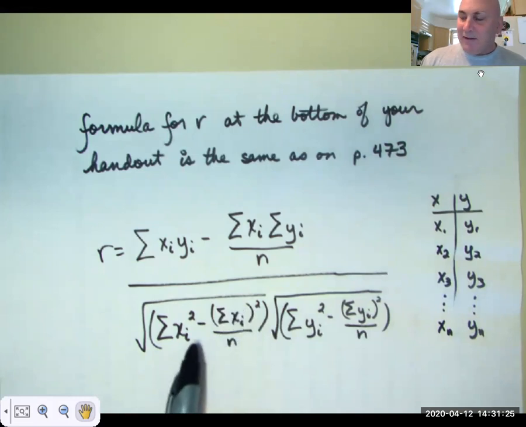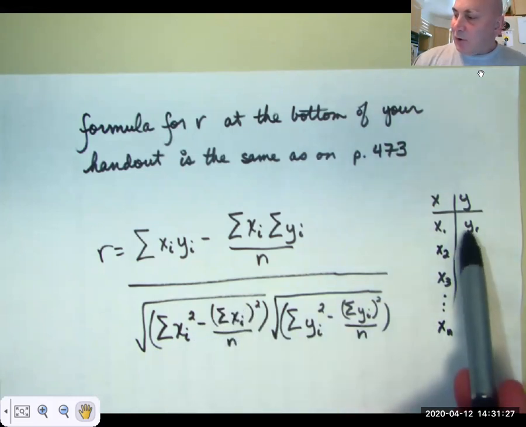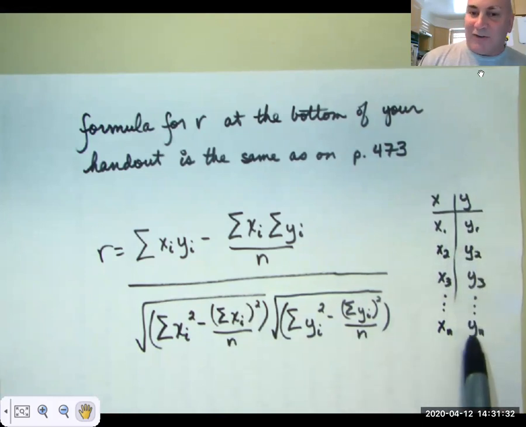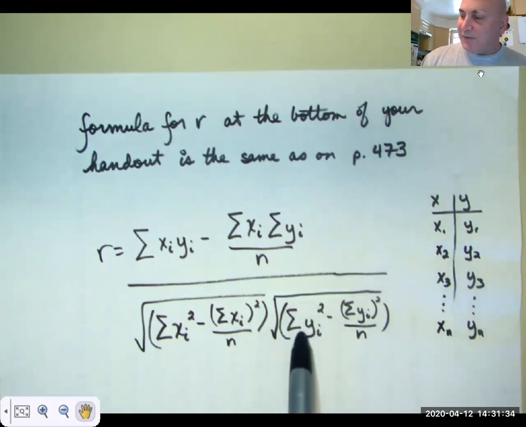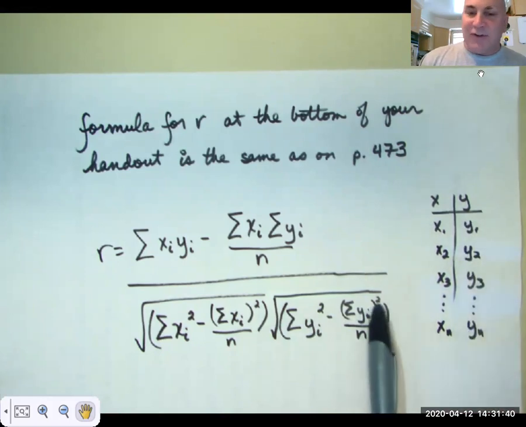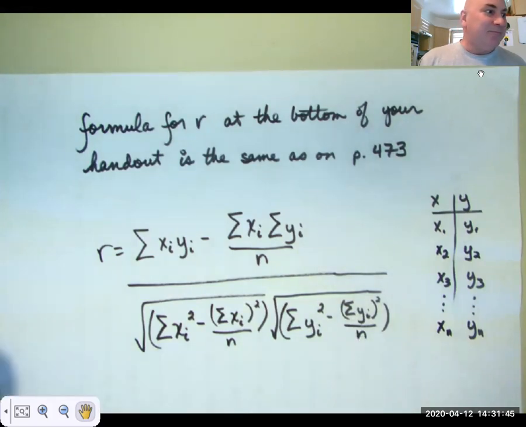Then we're going to do the same with the y's. We're going to go this squared plus this squared plus this squared all the way down to this squared. That gives me this number. And then for the sum of the y's, I'm going to add up all the y's, and then I'm going to square that entire sum and divide by n.